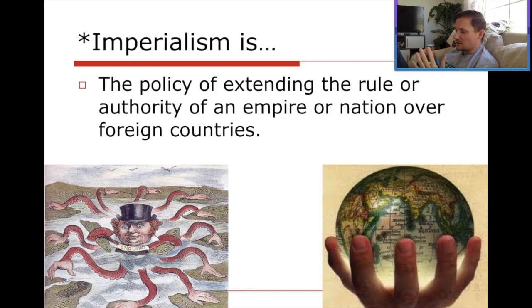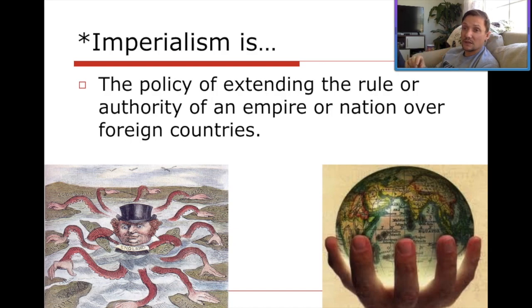Some of y'all immediately are like, wait a minute, Mr. Terry, back up. Didn't we talk about this already with England and Jamestown, as well as the other colonies started by the French in Canada going all the way down to Louisiana? Didn't we talk about this then? Not really, because that's different.